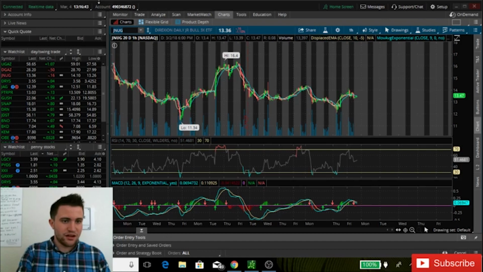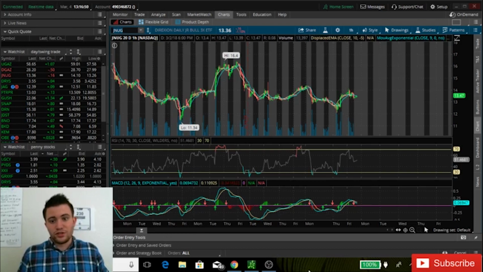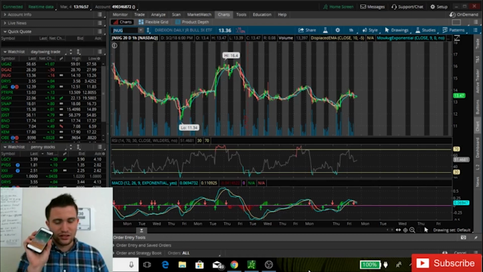As you can see here, I have real-time data on my thinkorswim by TD Ameritrade, and I did not have this my first week. I'll tell you what, it makes a huge difference, and I think it will make a huge difference going forward. You'll have real-time data as well on the app.